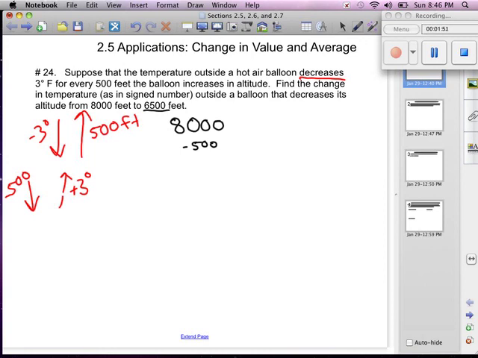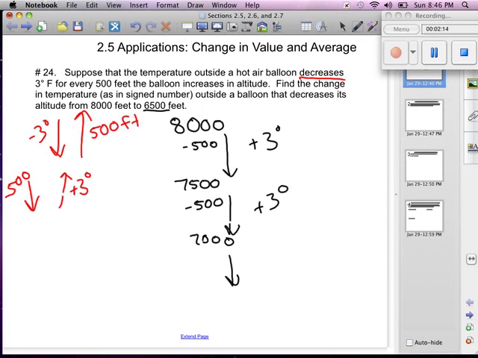So let's start here, and we're going to go down to 7,500. When we did that, the temperature went up 3 degrees. Then we're going to go down 500 more to 7,000. And the temperature went up 3 degrees. And we're going to go down again 500 to 6,500. And when we do that, it's going to go up 3 degrees. Okay?